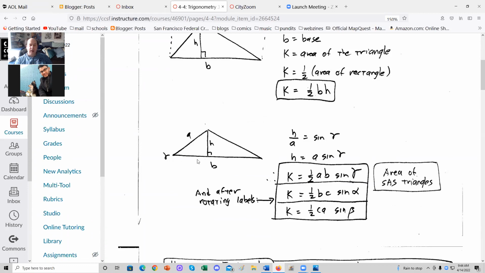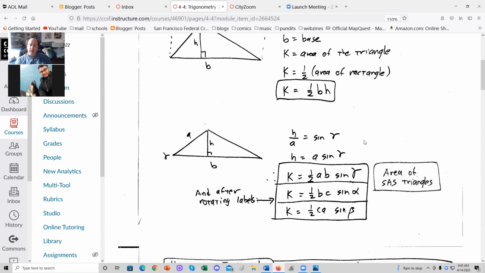Now we're going to do a side angle side triangle. Side A, angle gamma, side B. Now, all right, we drop a perpendicular H, and H over A equals sine of gamma. So H equals A sine gamma. So plugging that into this, K equals 1/2 BH. You plug in A sine gamma for H, and then you get K equals 1/2 AB sine gamma.